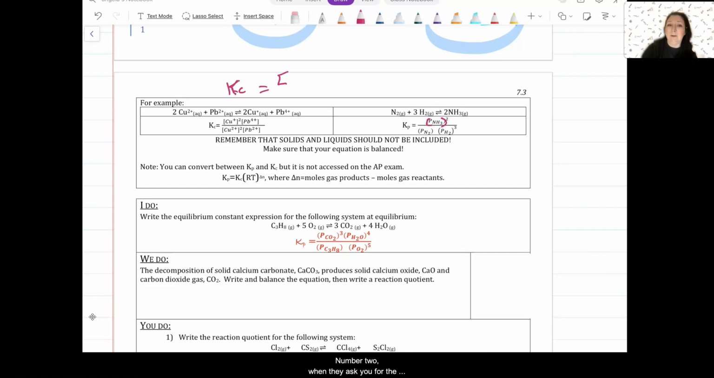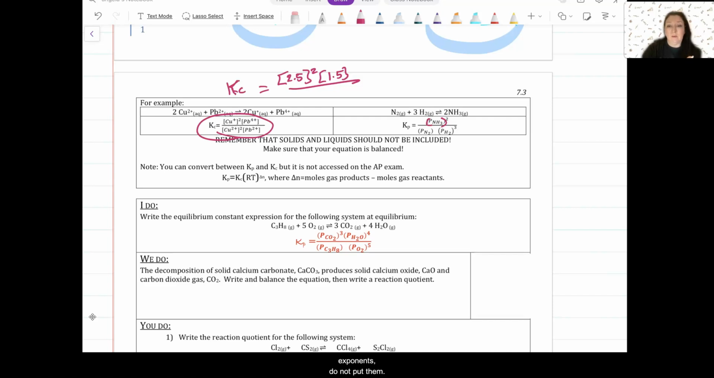So that's number one. Number two, when they ask you for the expression, let's say you already have values to plug in, which is what we're going to do in 7.4 in just a second. You cannot just go ahead and plug in the concentrations. So let's say you had concentration of copper and concentration of lead and you wanted to plug in. Not if they've asked you for the expression. This is an equilibrium expression. No numbers with the exception of the exponents.